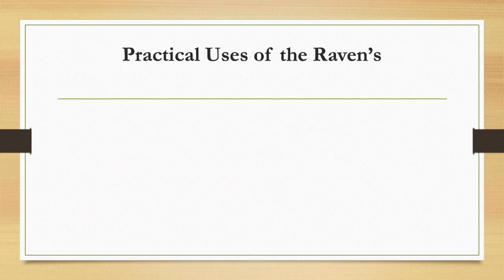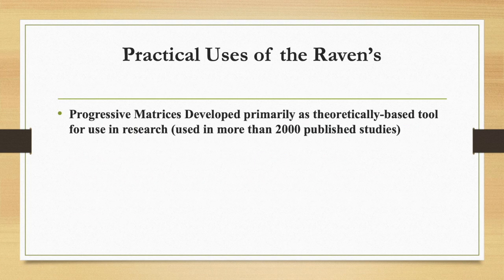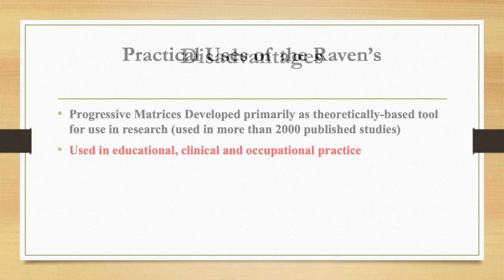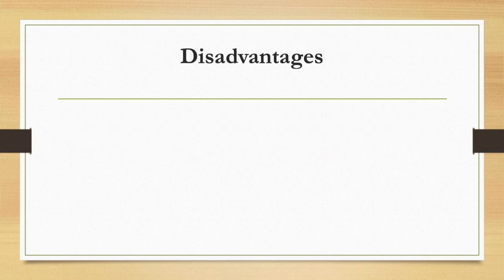Practical uses of Raven. Raven basically has been used a lot in research, almost 2000 published studies, which are based on the research on Raven's. Also, it is extensively used in educational, clinical, and occupational practice. Last, let's discuss the disadvantages of Raven's progressive matrices.